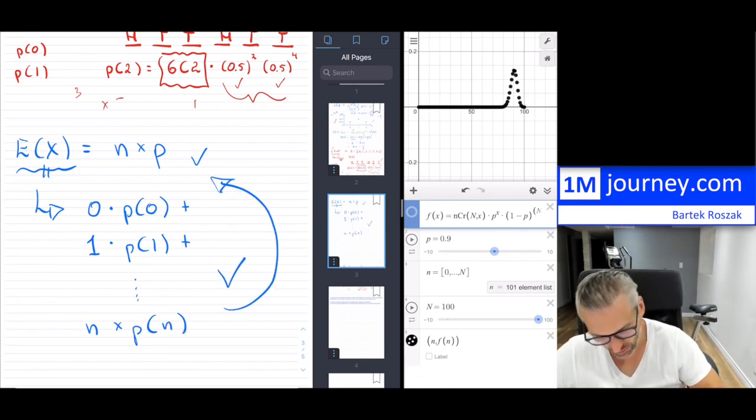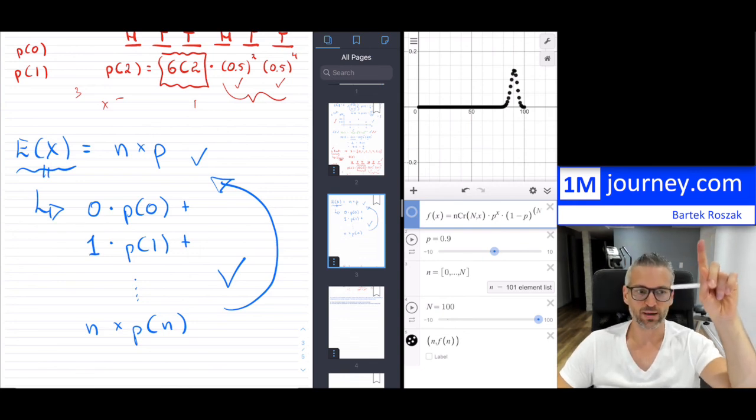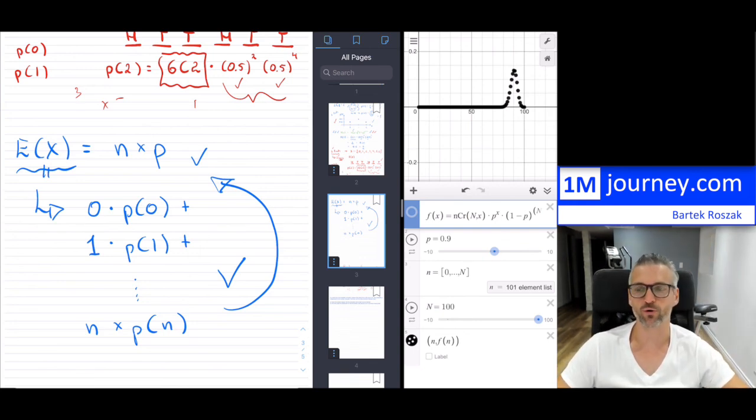How does this equal n times p? I did a proof of that if you really are interested, but if you're not, you can use the formula and find out what the expected value, what the average would be. But for the proof, I'll put a link up above there so that you can do it on your own, all right?